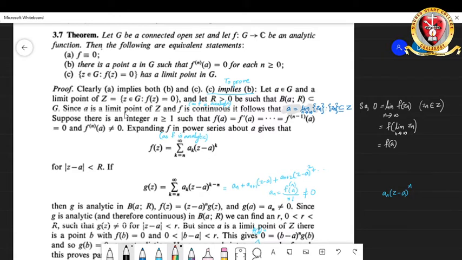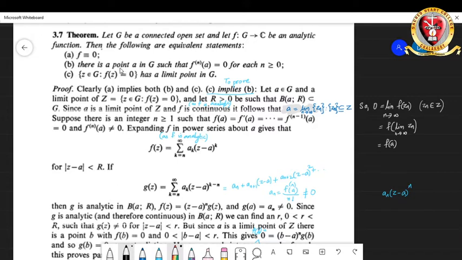So that is an observation we got. a was a limit point of Z, and now you got that a belongs to Z. Suppose there exists an integer n greater than or equal to 1 such that f of a is equal to f dash of a is equal to etc. equal to f^(n-1) of a is equal to 0, and the nth derivative of f at a is not equal to 0. So we are taking a negation of this.